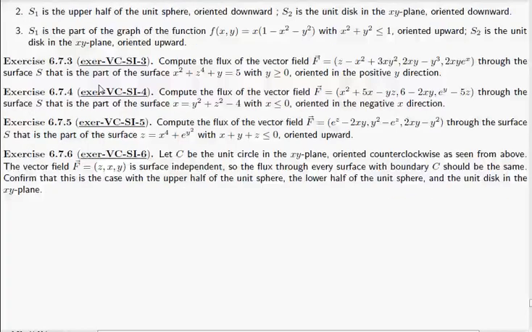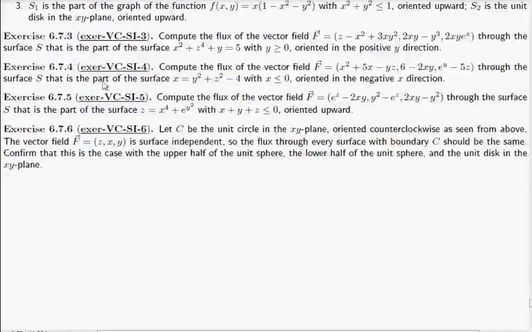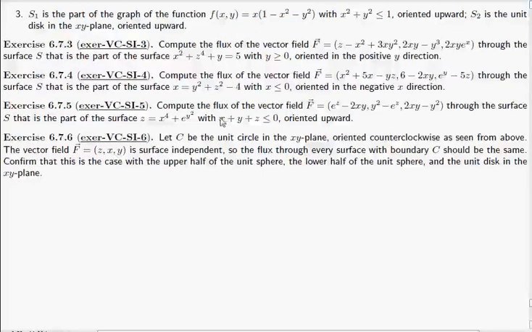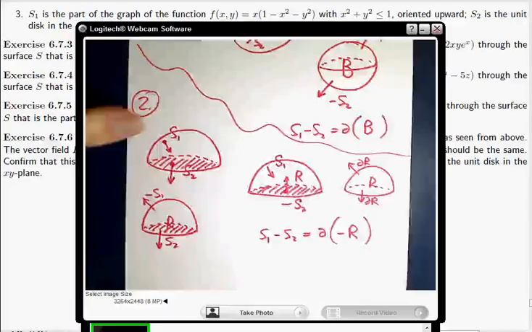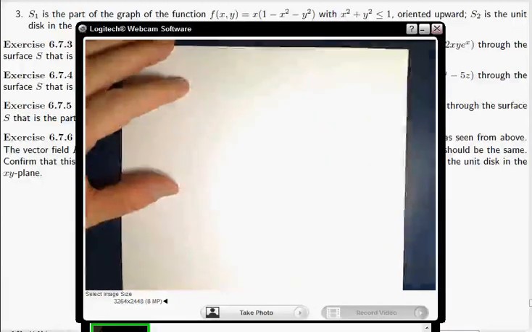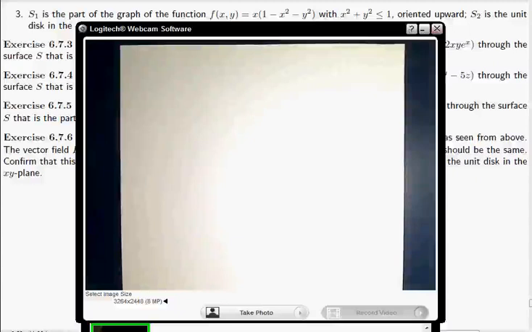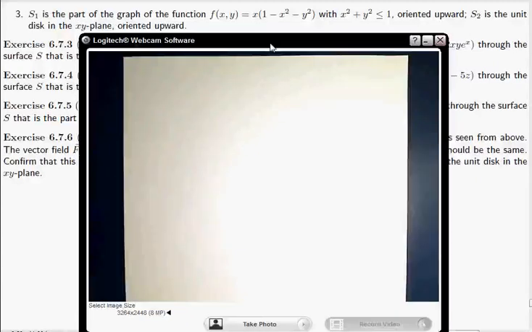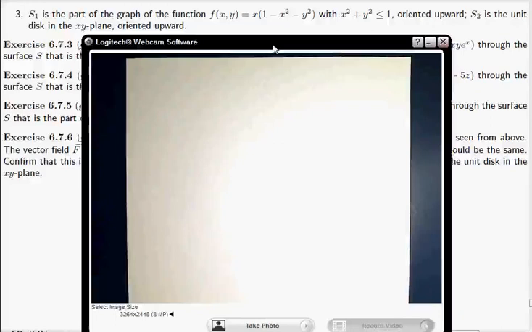All righty. Okay, let's go on to the third one. Let's see. There we go. All right, so let's see now. Okay, S1 is the part of the graph of this. Okay, yikes. We're going to have to go to some trouble here to figure out what this graph looks like, and you can play some games.